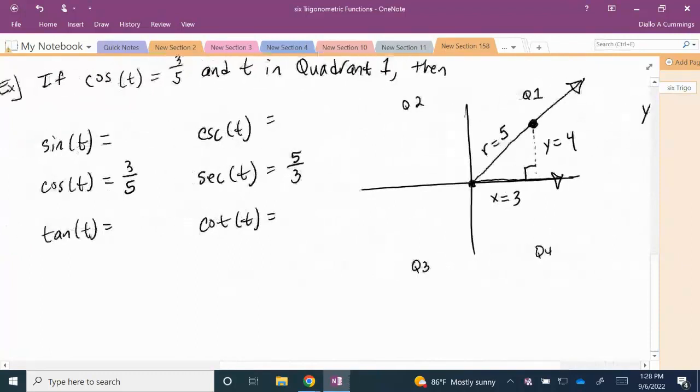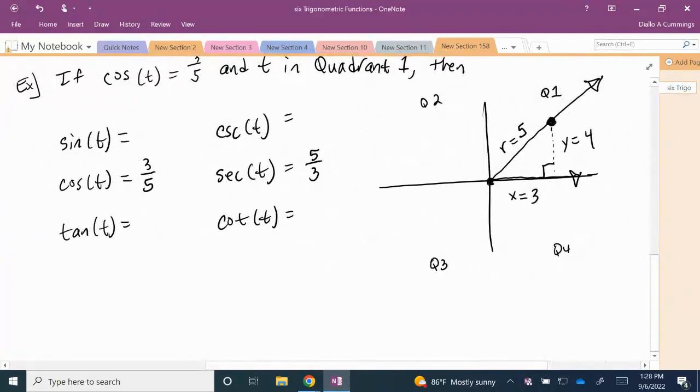So now we can fill in the rest of our values. The sine is y over r, so that's 4/5. Cosecant is the reciprocal of sine, so we can write the cosecant as 5/4. The tangent is y over x, so the tangent is 4/3. And the cotangent is the reciprocal of the tangent, so the cotangent is 3/4.